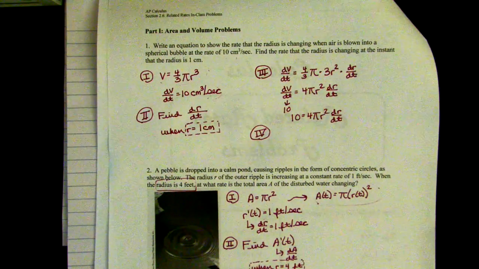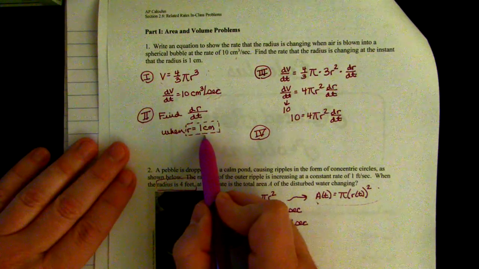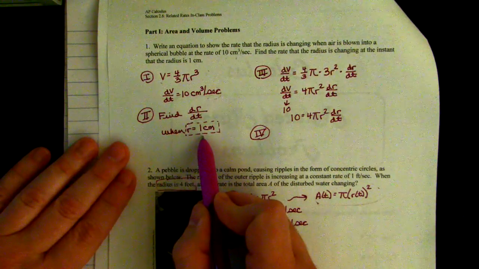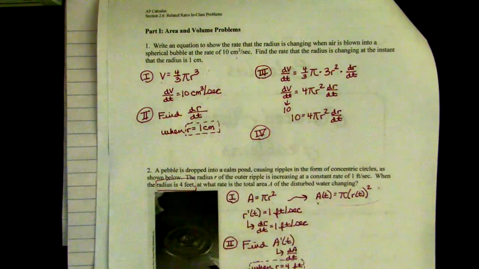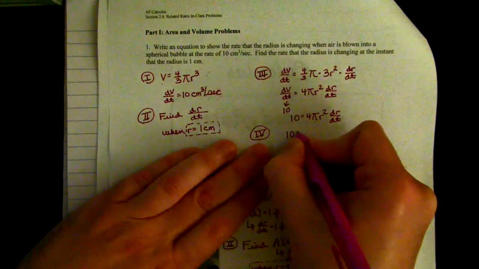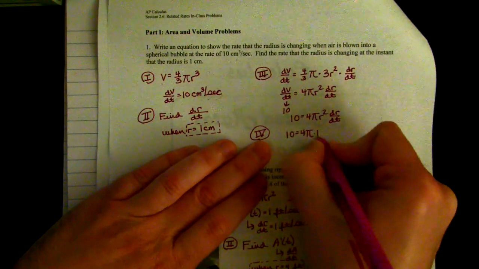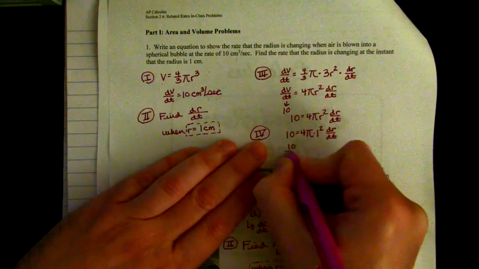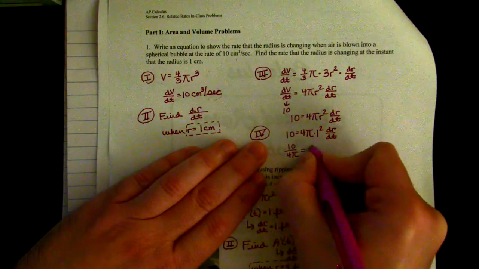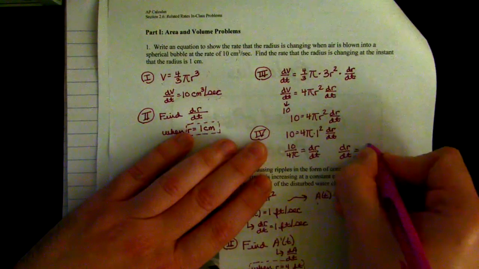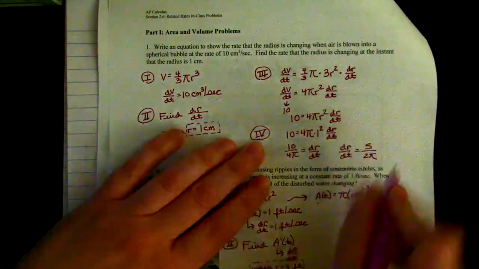Okay, now we need to deal with our specific instance. I'd like you to plug in 1 for r, solve to get dr/dt, and see if you can put units on it. See what you can get for that. I'm going to say that 10 equals 4 pi times 1 squared dr/dt. 10 over 4 pi equals dr/dt. Can clean that up to dr/dt equals 5 over 2 pi. Make sure that pi is in your denominator.